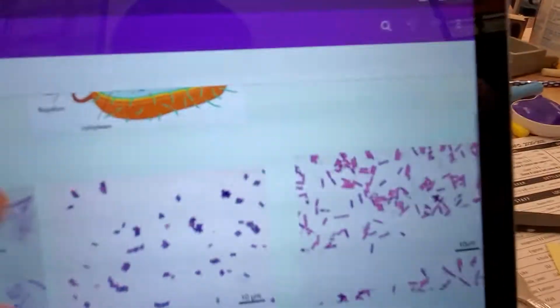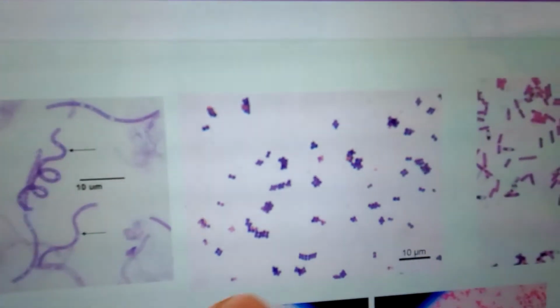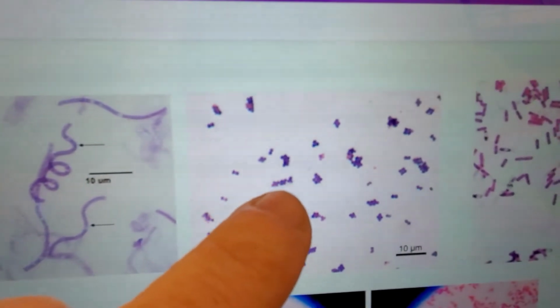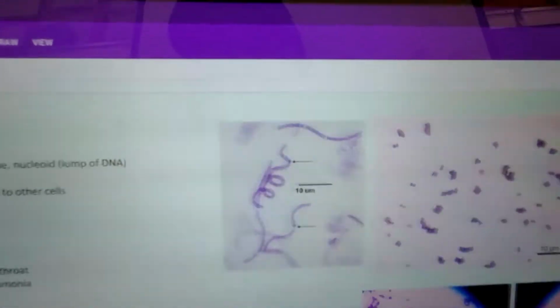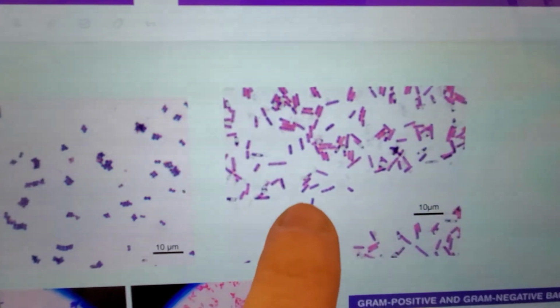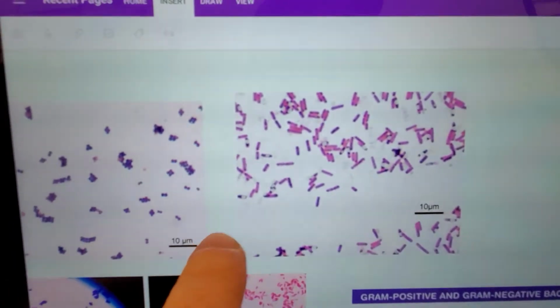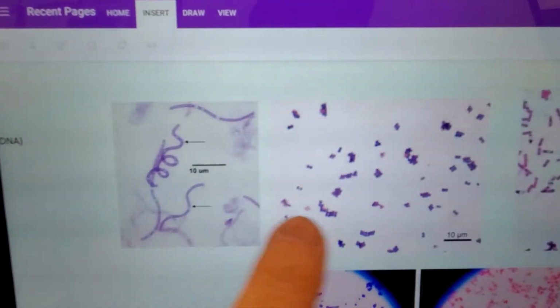Here we go. Let's see if we can figure out. There's some coccus. See, they're little spheres. They're stuck together, little spheres. There is bacillus, and these are rod-like. So there we go. That's bacillus, rod-like. So that's just the shape of the cell.